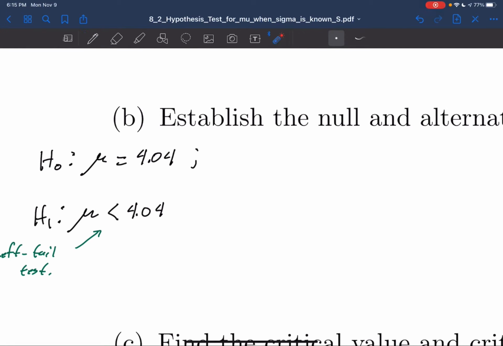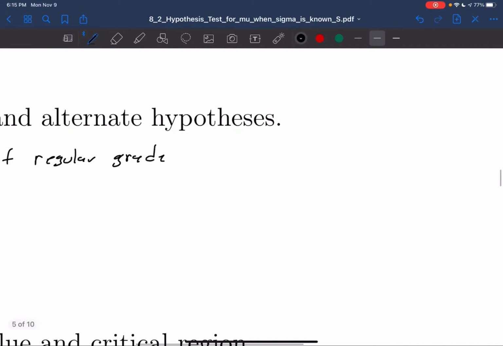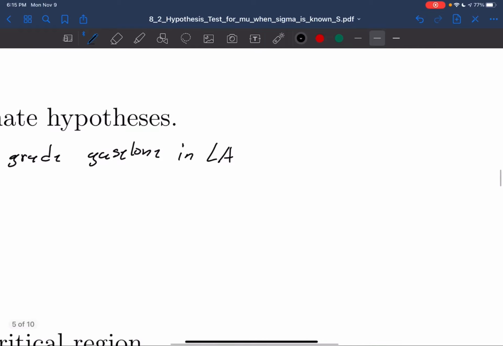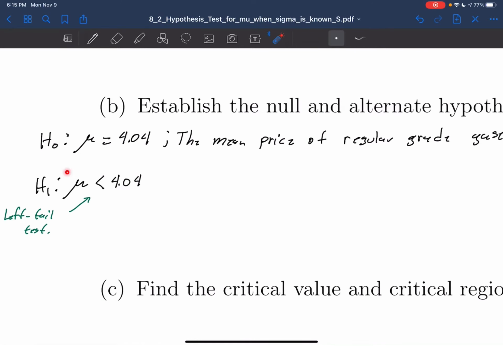this is saying that the mean price of regular grade gasoline in LA is $4.04.